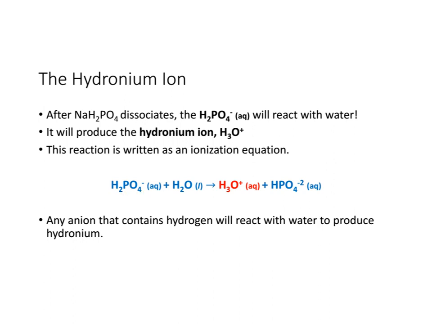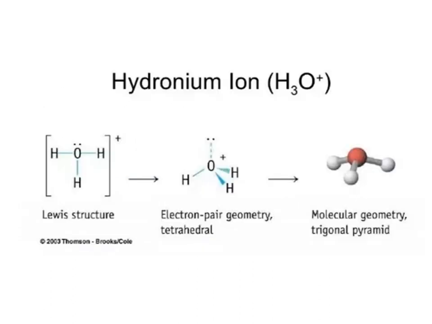Dihydrogen phosphate reacts with the water, giving you H3O plus hydronium ion and monohydrogen phosphate. Now this reaction will happen with any ion that contains hydrogen to produce hydronium ion. Let's look at the hydronium ion some more. Hydronium ion, we said, is the product of something, an anion reacting with water.